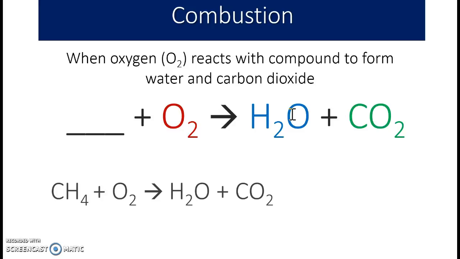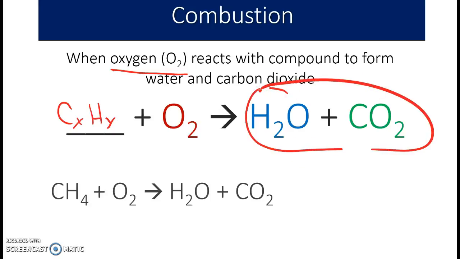Next is combustion. So this is where you have oxygen. Oxygen is diatomic, so we see it as O2. And it reacts with a compound. This compound will always be what we call a hydrocarbon. So it's something with carbon and hydrogen in the formula. And then we always create the same 2 products, H2O and CO2.